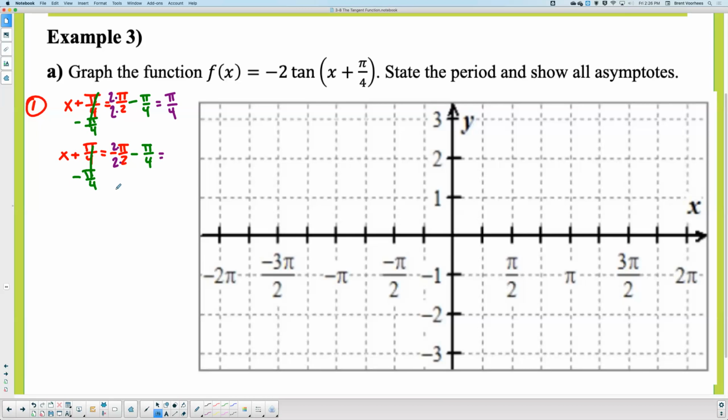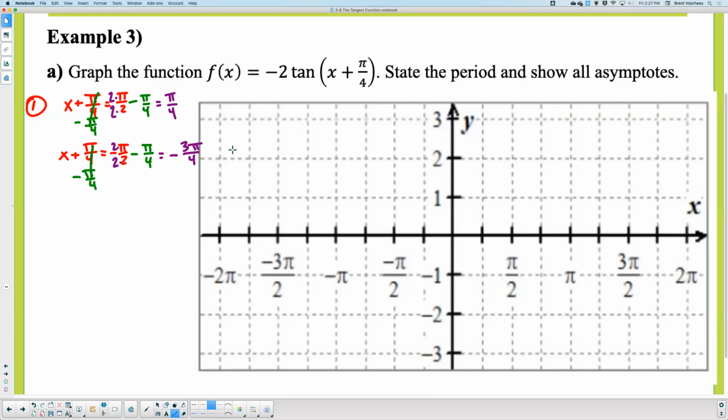Here, 2 people got the right answer. A negative, subtracting even more negative, does not turn it positive. That's negative 2 pi over 4, negative 1 pi over 4 becomes negative 3 pi over 4. We're going to add our asymptotes and we'll figure out what our period is.